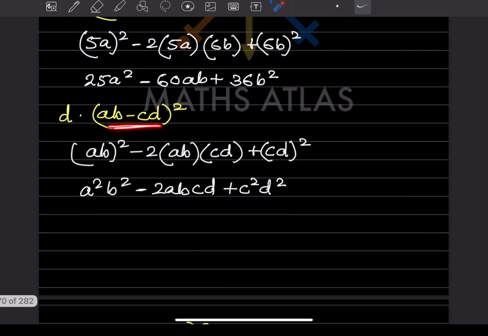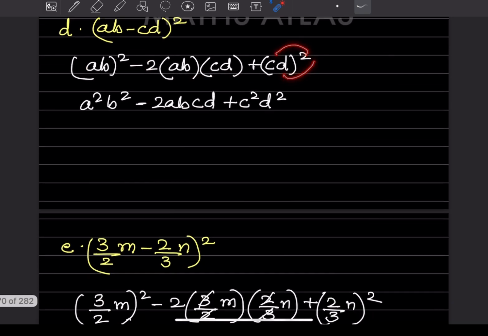Now look at this one, ab minus cd. So this is a and this is my b. So what will you do? a square, so (ab) square minus 2. This is a, and this is b. And this is b square. So what will you write here for this one? a square b square minus 2abcd, and this is going to be c square d square.